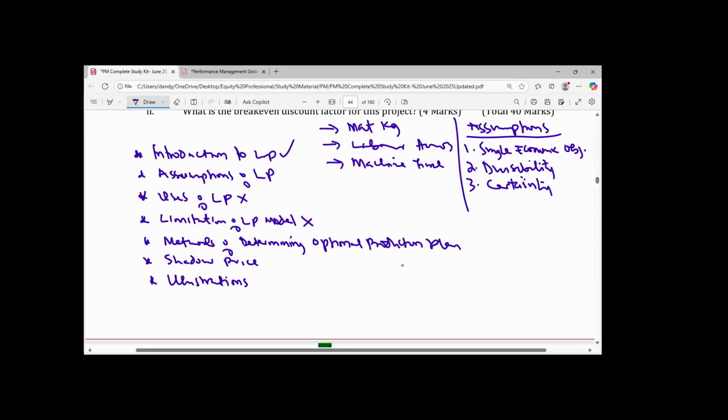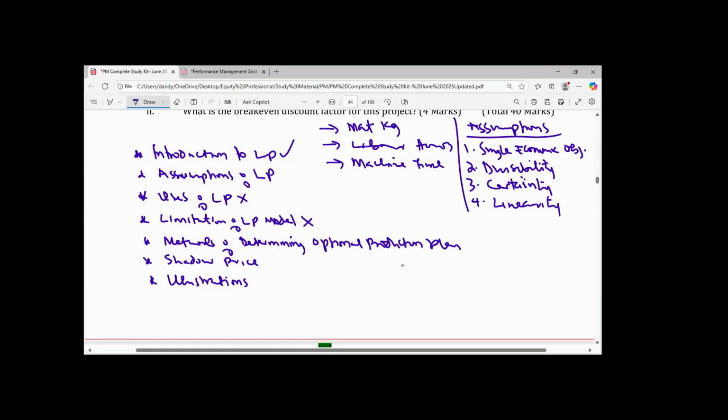Then number 4, we talk about linearity. Linearity measures relationship between two or more variables. All right. So this linearity assumption states that the relationship between the objective function and other factors of production must be expressed in linear fashion. Okay?